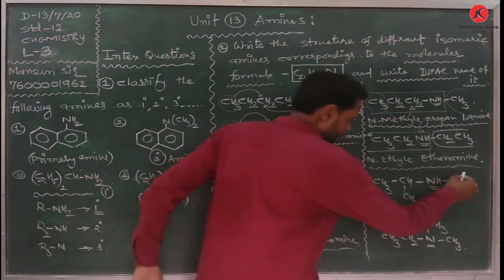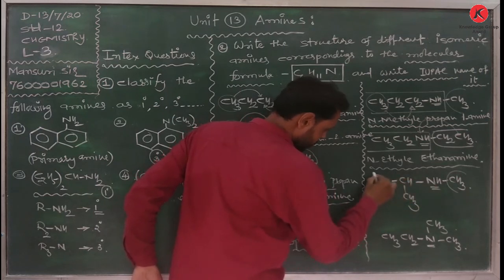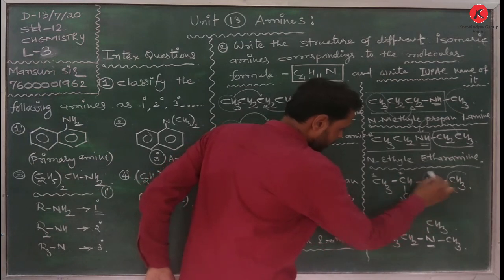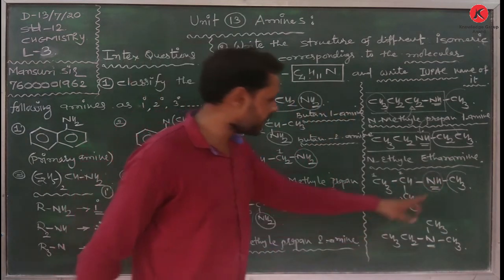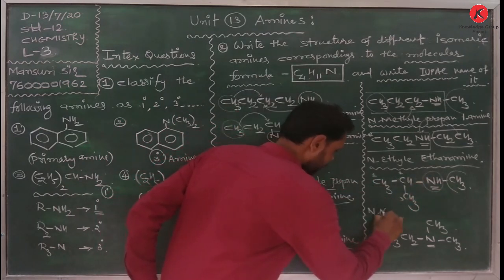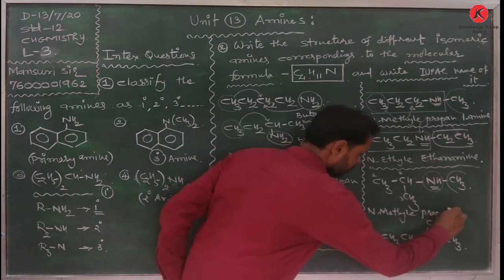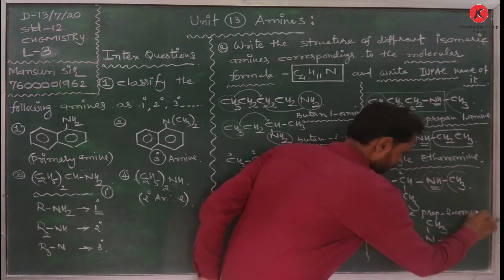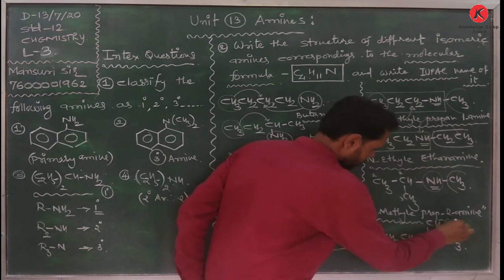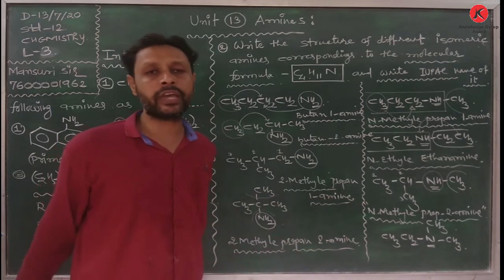Now here N-methyl, this is prop-2-amine. This is the first carbon, second and third. The amine is on the second carbon. That is why N-methylprop-2-amine. You can use the word N-methylpropane-2-amine or N-methylprop-2-amine. Both words you can use.